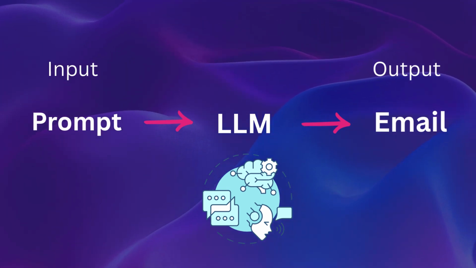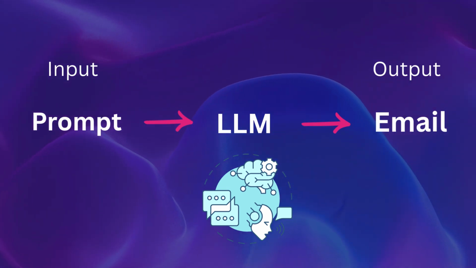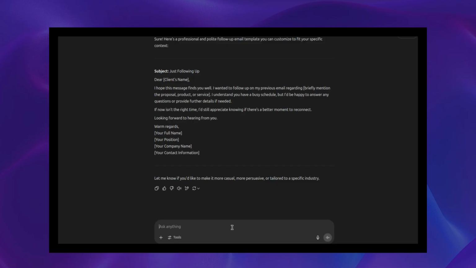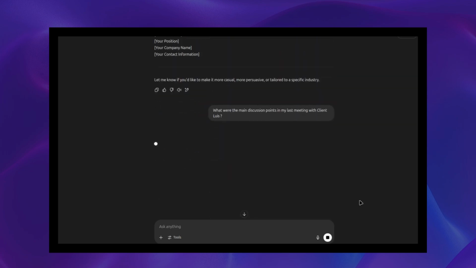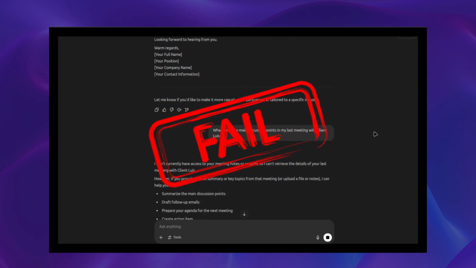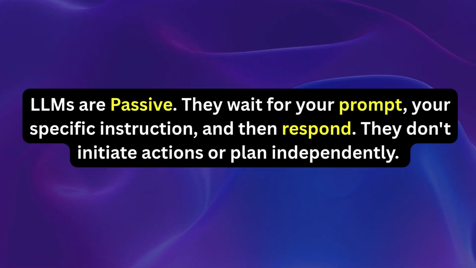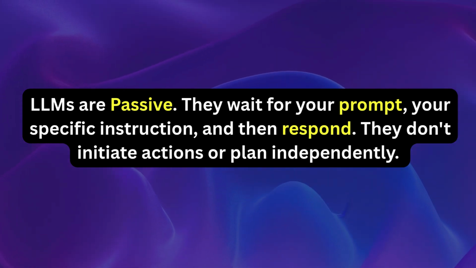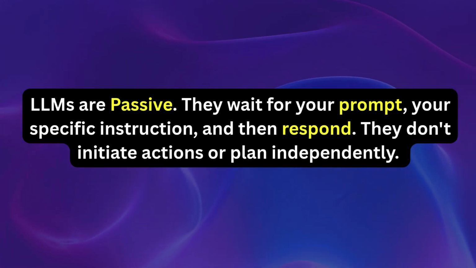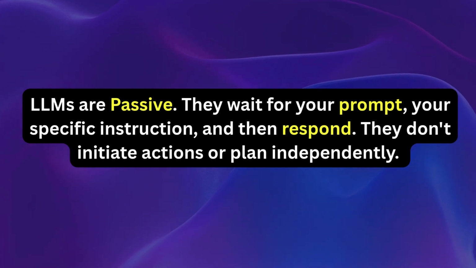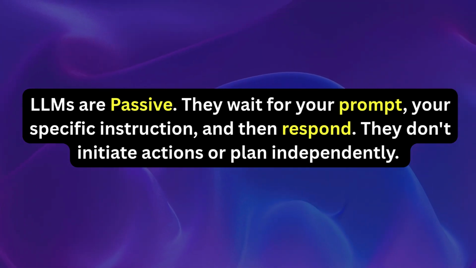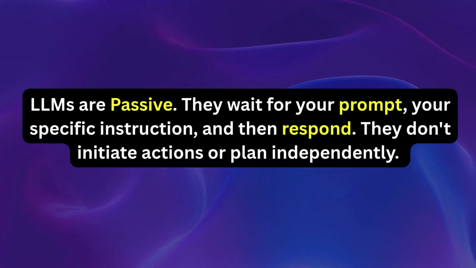However, LLMs have two key traits that define this basic level. First, they have limited knowledge of proprietary information. Ask ChatGPT, what were the main discussion points in my last meeting with client X? It wasn't trained on your private calendar or notes. Second, LLMs are passive. They wait for your prompt, your specific instruction, and then respond. They don't initiate actions or plan independently. Keep these limitations in mind as we move to level 2.